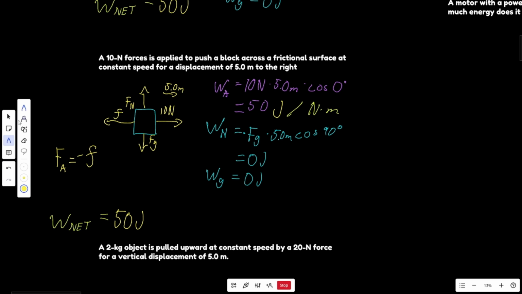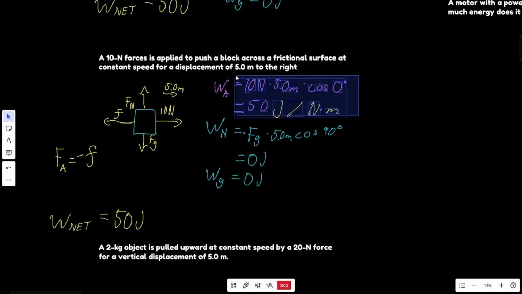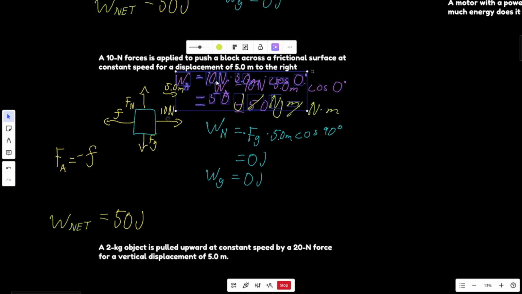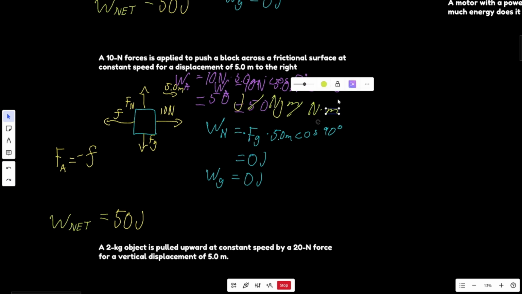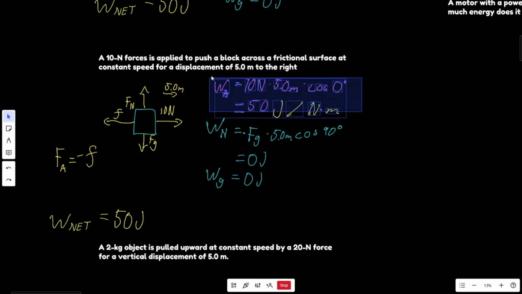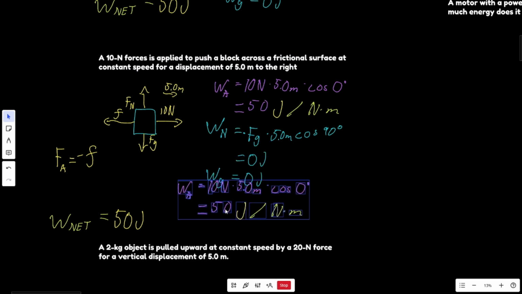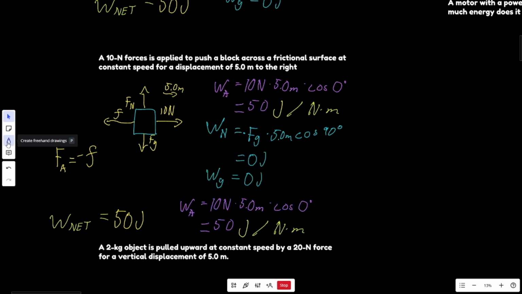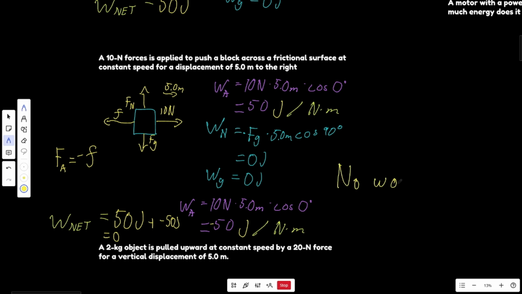So we're just gonna copy our solution here, and we're gonna change the sign to a negative sign there. And seeing as 50 plus minus 50 is equal to 0, that means there is no work done. No net work.